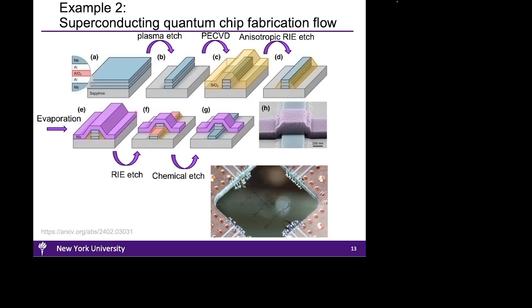Finally, the top niobium electrode is formed through a combination of evaporation, lithography, and etch process. Individual Josephson junctions are then integrated into a quantum chip as shown in this photograph. This example illustrates the significance of nano and microfabrication for enabling manufacturing of quantum technologies.